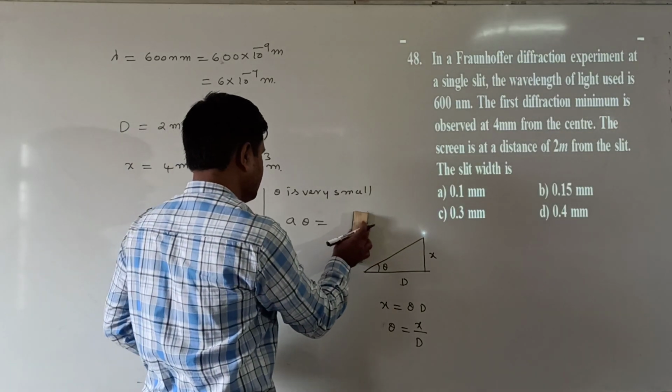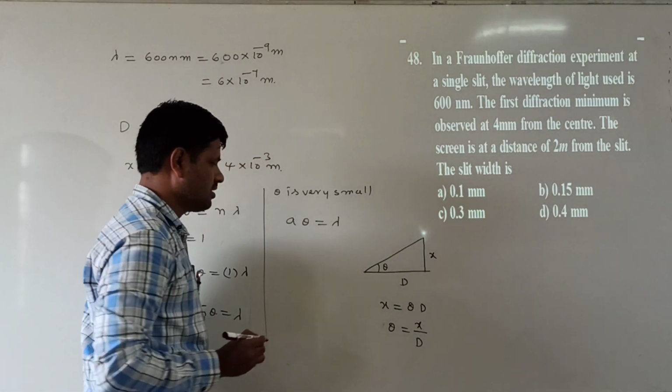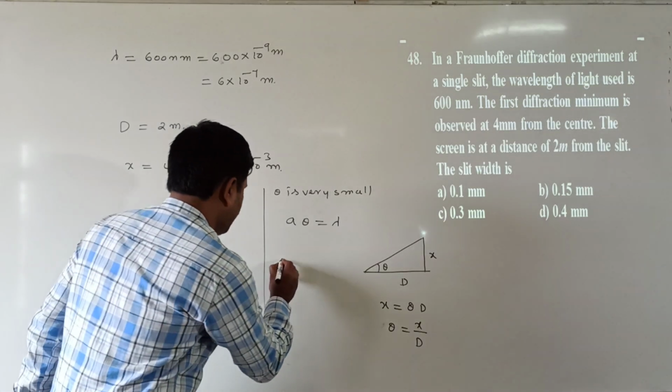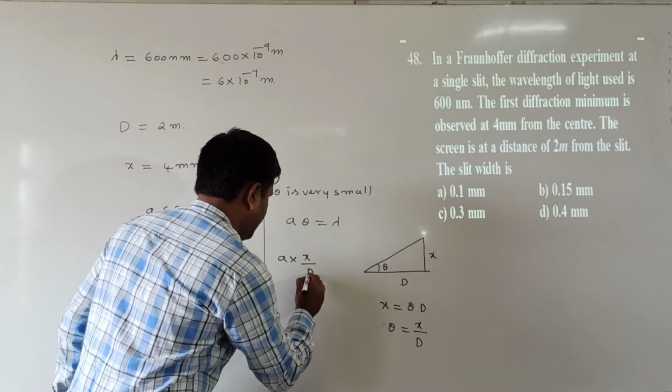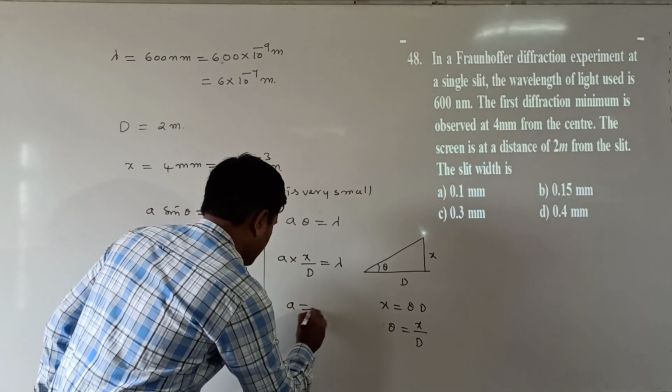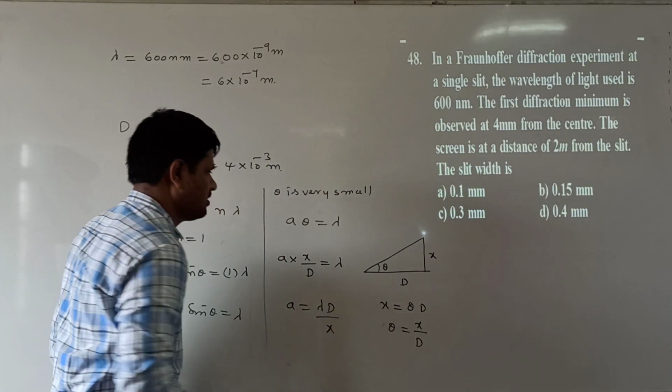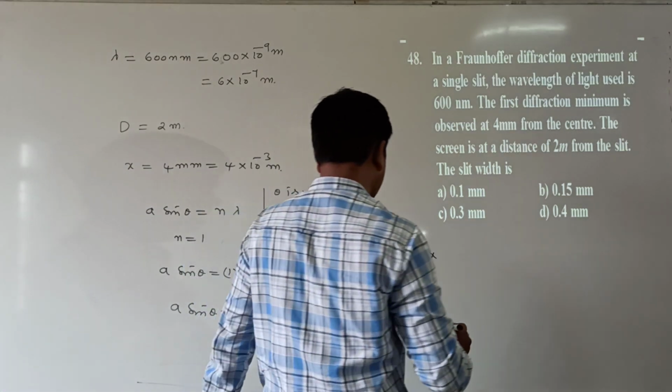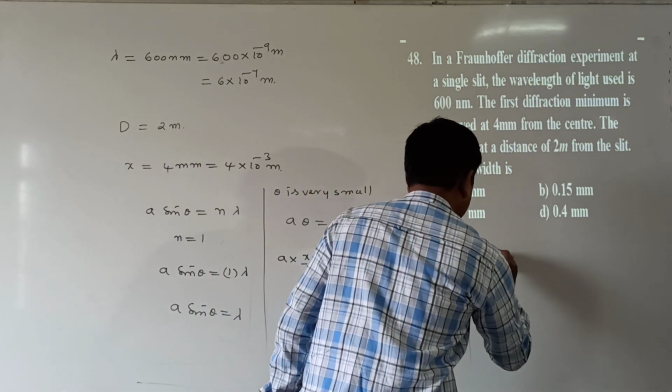Theta is equal to x by d. Now a into x by d is equal to lambda. So a is equal to lambda d by x. This is the formula.